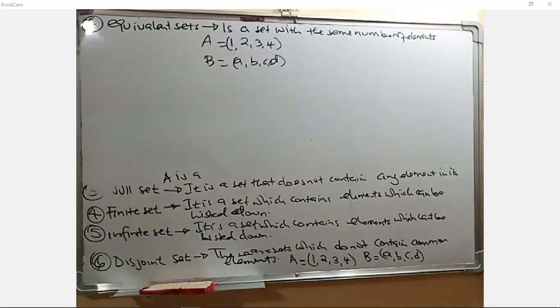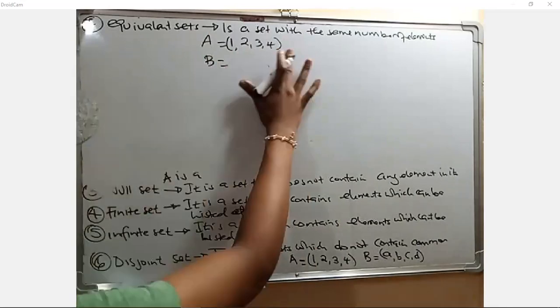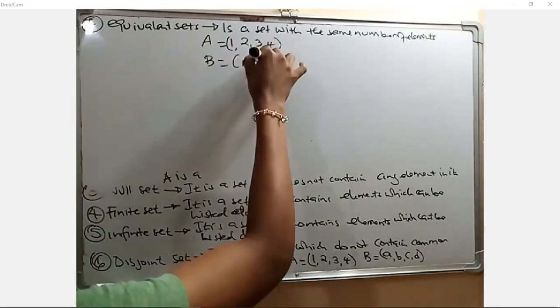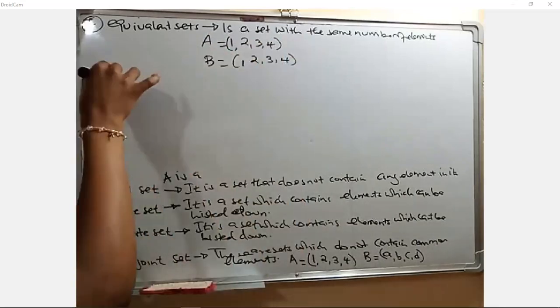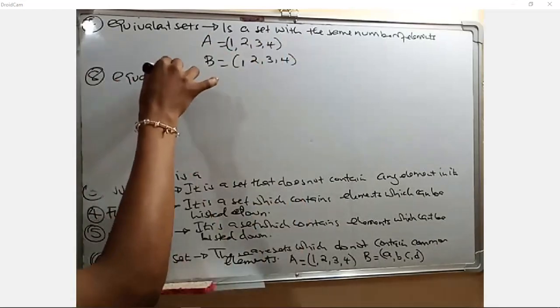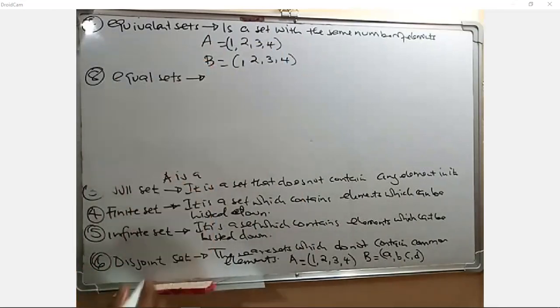Good. Now, in this case, we have equal sets. When we go to number 8, we discuss equal sets. These are sets which are the same, and they normally have the same elements. If it is 4, it is 4.